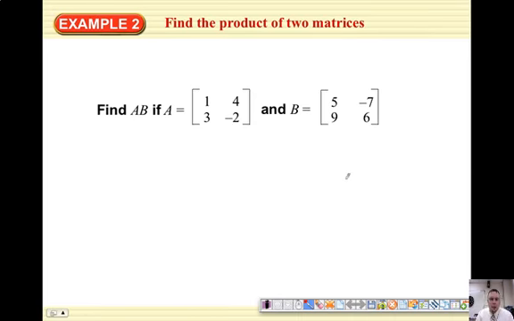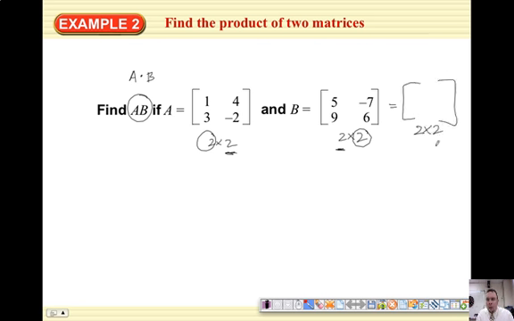Alright, this one says, example number 2, really this is example 3 for me, but find AB. What does that mean? A times B. Okay? Here's A, here's B. A is a 2 by 2, B is a 2 by 2. This is the first thing you look for. Look at the inner dimensions. They are the same. What is your result going to be? Your result's going to be the ends. This one by this one. So your result's going to be a 2 by 2 in this case. That doesn't always happen, but in this case, that will.